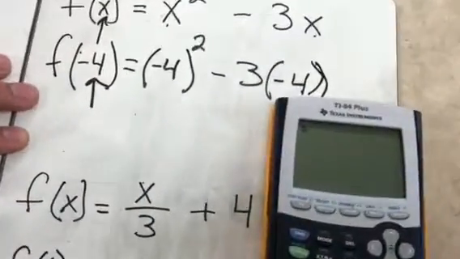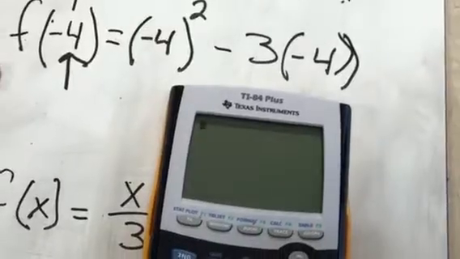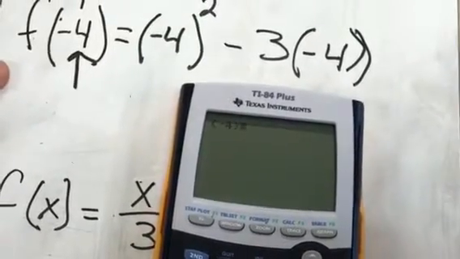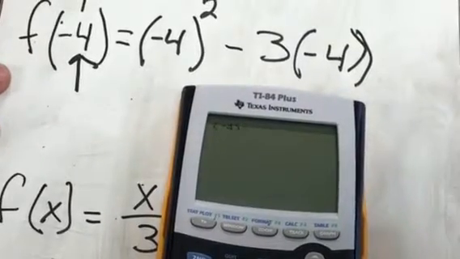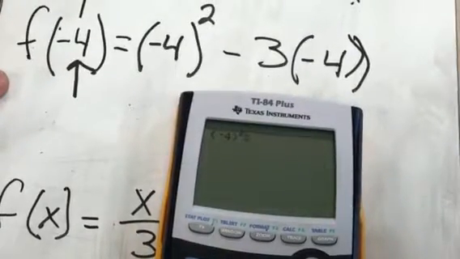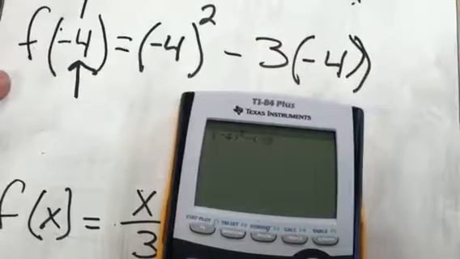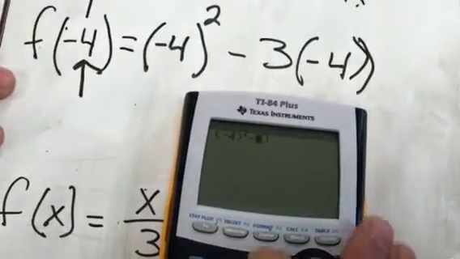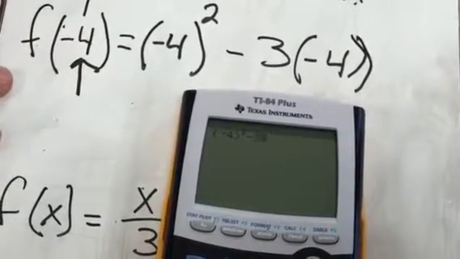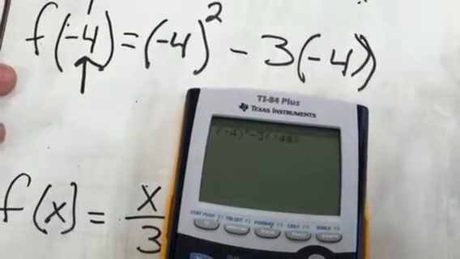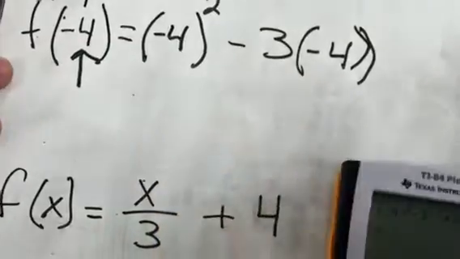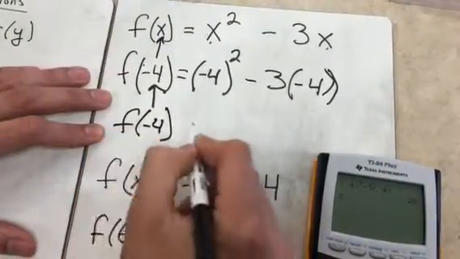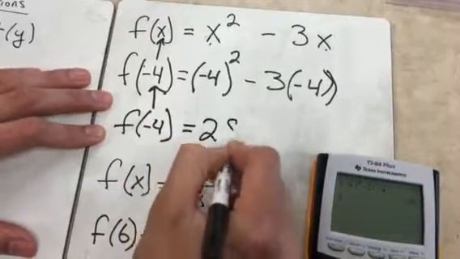And then in my calculator, I'm going to put everything on the right side of my equation. You see I use parentheses again. Square, subtract, parentheses, -4. Oh, and I forgot something. I forgot my 3. So there you go. We all make mistakes. And then I click enter, and boom. So this tells me for the input of -4, my output is 28.